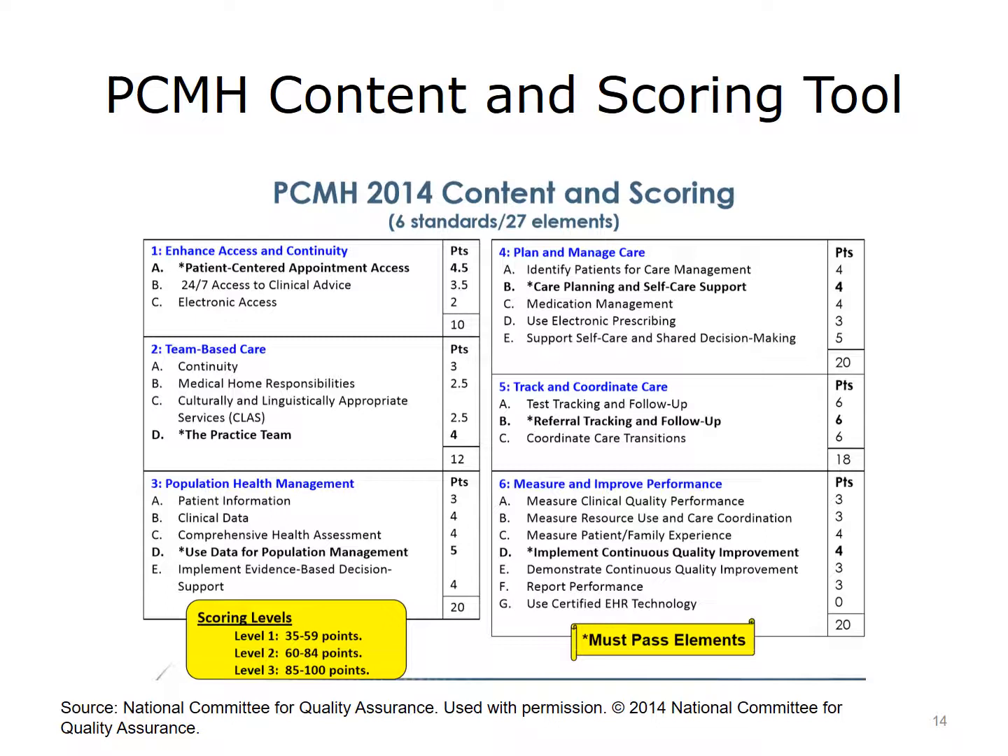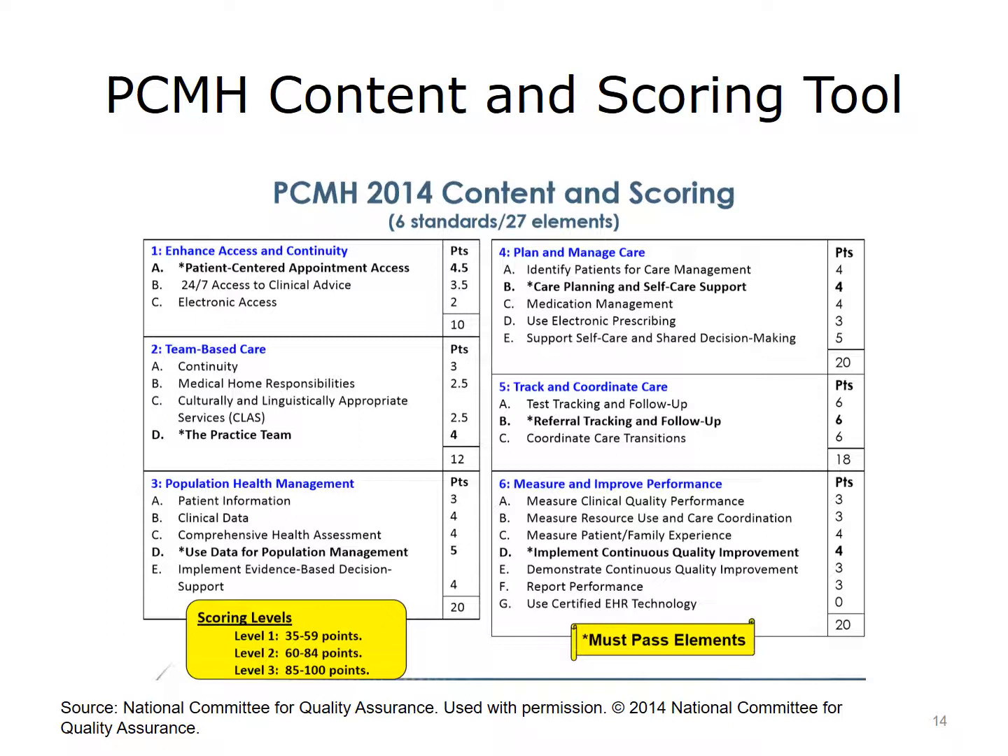27 elements across the following 6 standards are shown in this slide. 1. Enhance access and continuity. 2. Team-based care. 3. Population health management. 4. Plan and manage care. 5. Track and coordinate care. 6. Measure and improve performance.